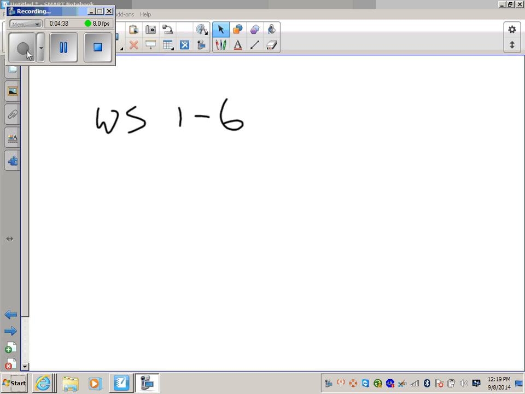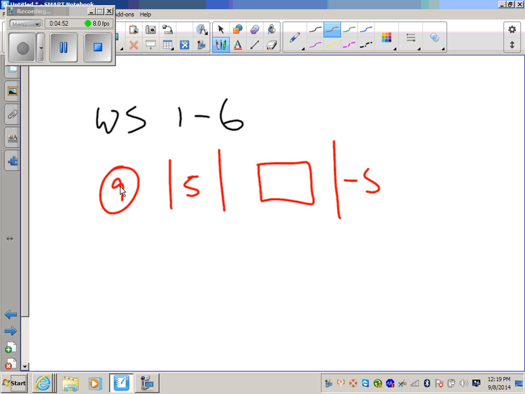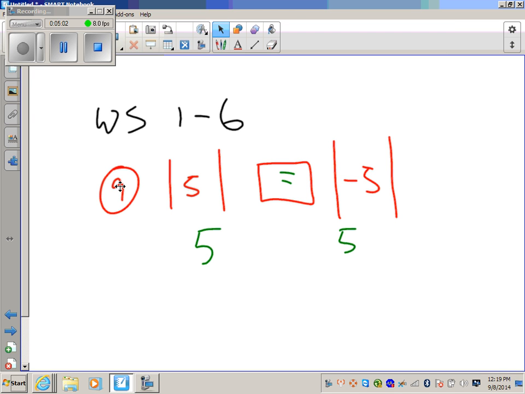7 through 14. Ooh, they give us at least some that look a little bit different. Let's look at number 9. Number 9 wants to know the absolute value of a positive 5. How does that compare to the absolute value of a negative 5? Yes, equal. Very good, because they both represent a value of 5. Okay.